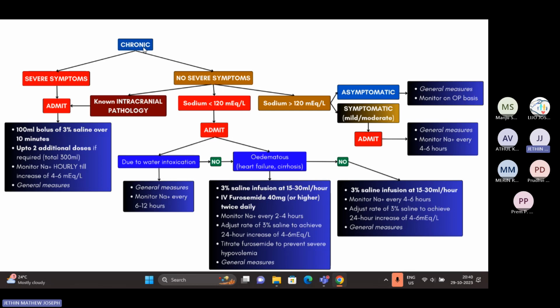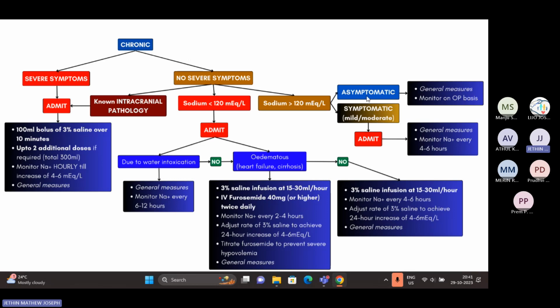Now another scenario is chronic hyponatremia, no severe symptoms, but sodium is more than 120. So the degree of reduction is not that severe. It is moderate to mild. These patients can be asymptomatic and can be symptomatic also. If these patients are symptomatic, say they have mild to moderate symptoms, admit these patients and monitor sodium every 4 to 6 hours and follow general measures.